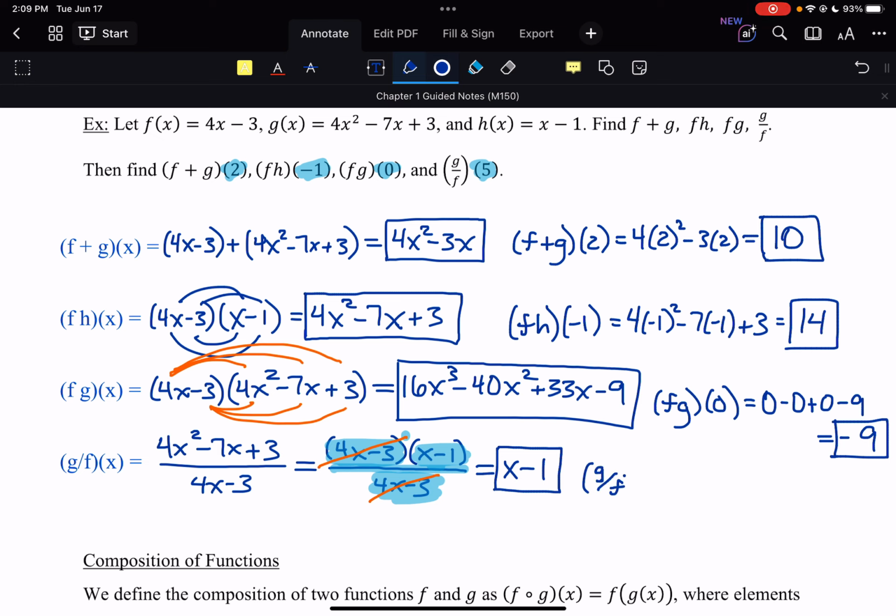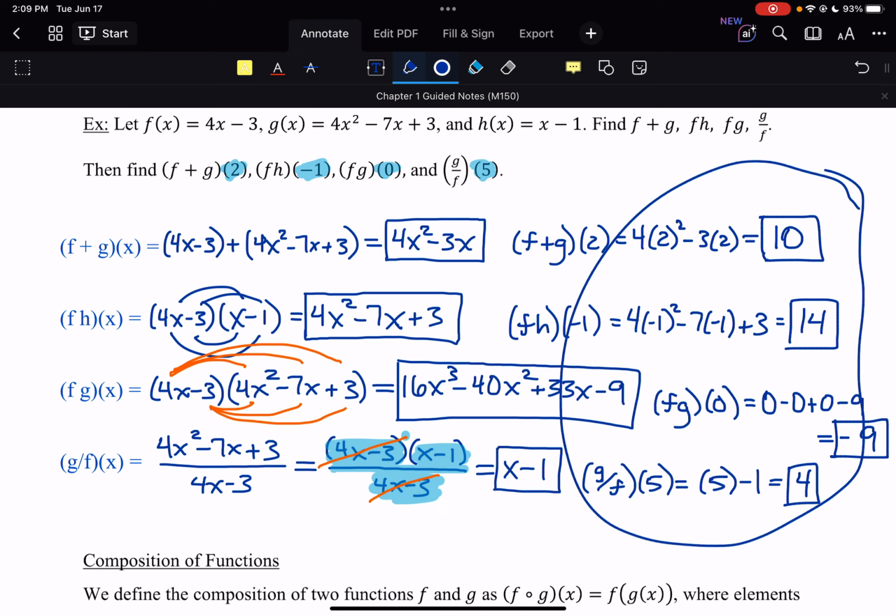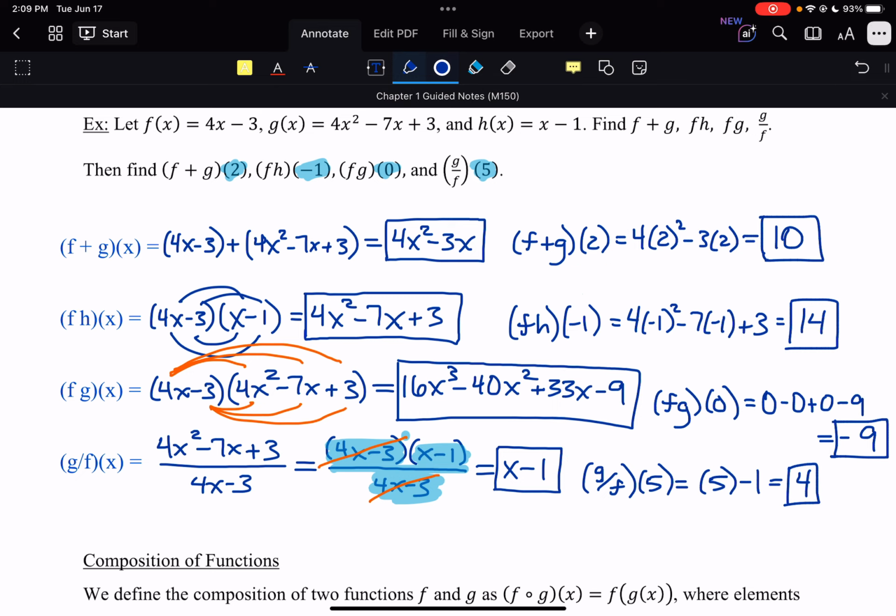And then g over f of 5 is just going to be 5 minus 1, which is 4. So we get these new functions, these new formulas created using algebraic combinations of the previous ones. And then we can evaluate those just like we would any other function, just like the functions we've seen previously. So we can perform algebraic operations on these functions.